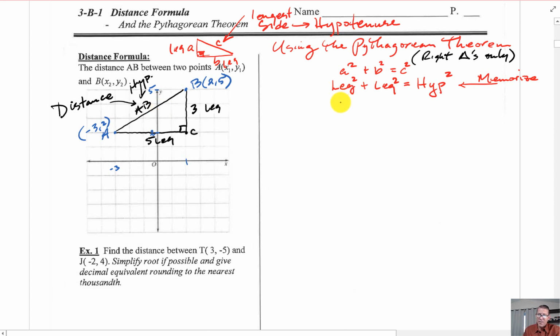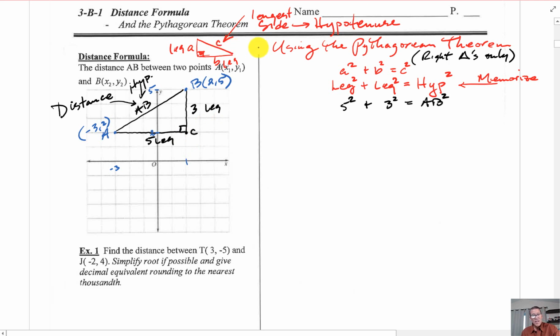Okay, so here we go. So leg squared. So 5 squared plus 3 squared is equal to hypotenuse squared, which we call AB. All right. That stands for the distance from A to B. Notice there's no C in the diagram. Okay, well, there's a point C, but that's C in the Pythagorean theorem represents a length.